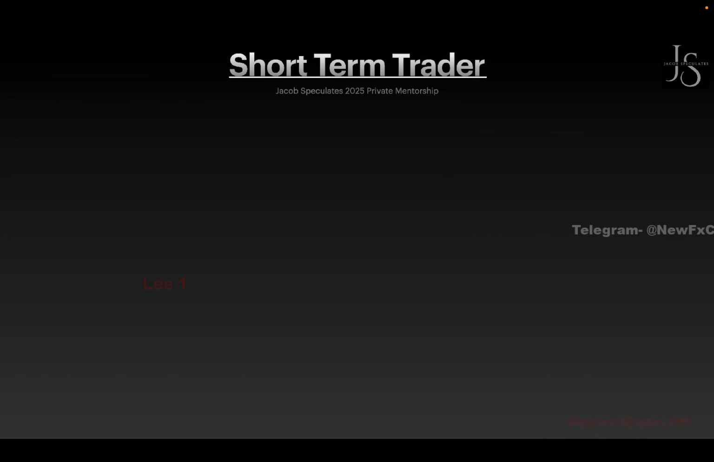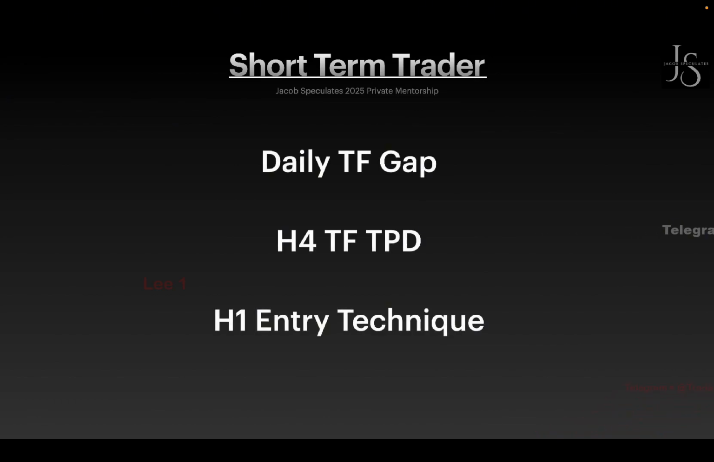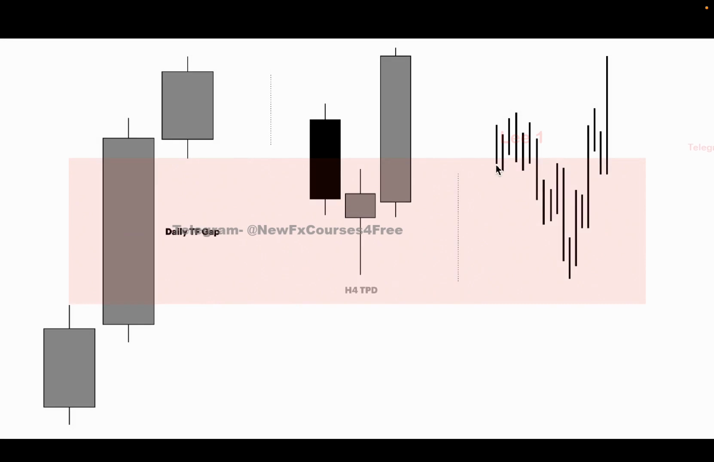And now looking at the short-term trader, the sequence that the short-term trader uses is a daily time frame gap, a 4-hour time frame TPD, and then a 1-hour time frame entry technique. So again, looking at the diagram, we'll have a daily time frame gap, and then dropping into that gap a 4-hour time frame TPD, and then a 1-hour time frame entry technique.